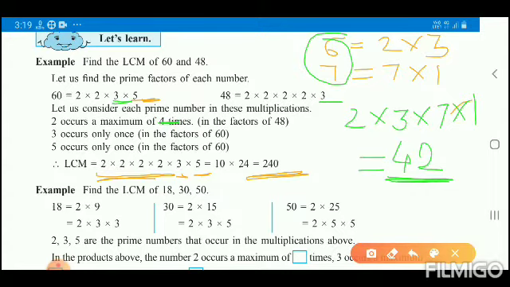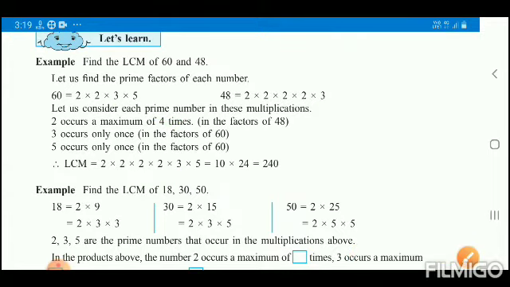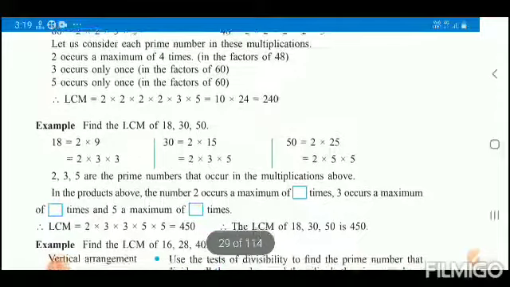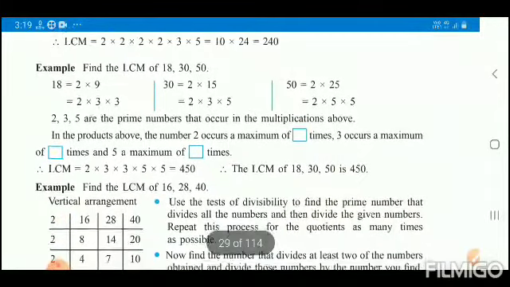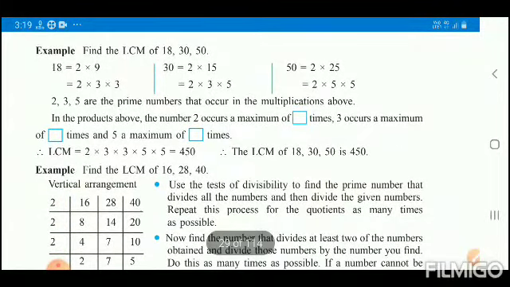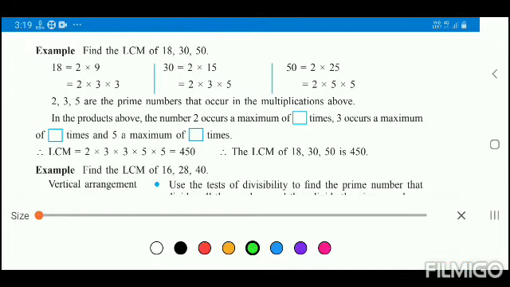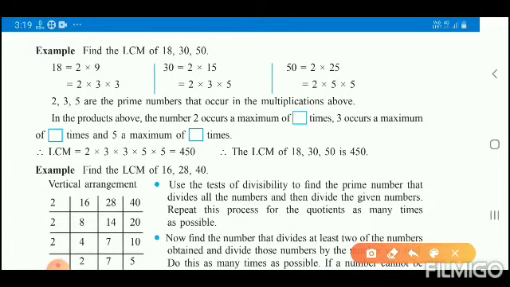Now we will see another example: find the LCM of 18, 30 and 50. Here the factors of 18 are 2 multiplied by 9. Then 9 is a composite number, so again we find the factors of 9, which are 3 multiplied by 3. 30's factors are 2 multiplied by 3 multiplied by 5. And 50's factors are 2 multiplied by 5 multiplied by 5.